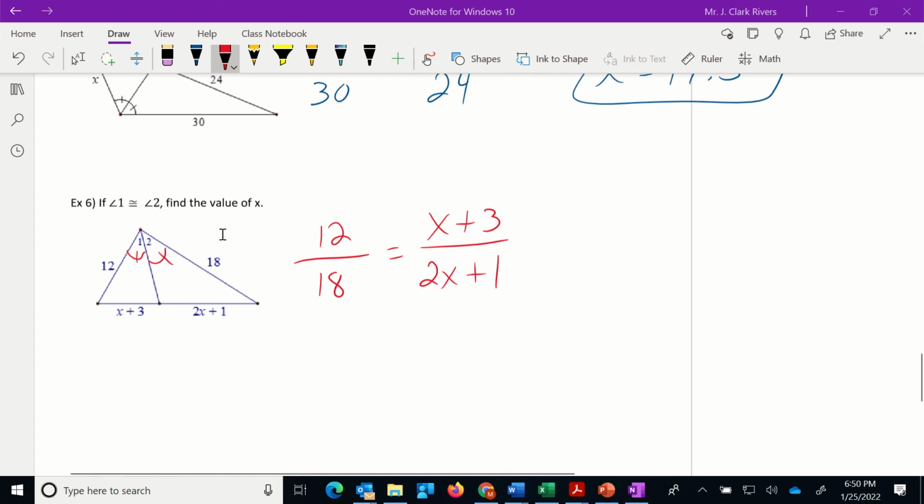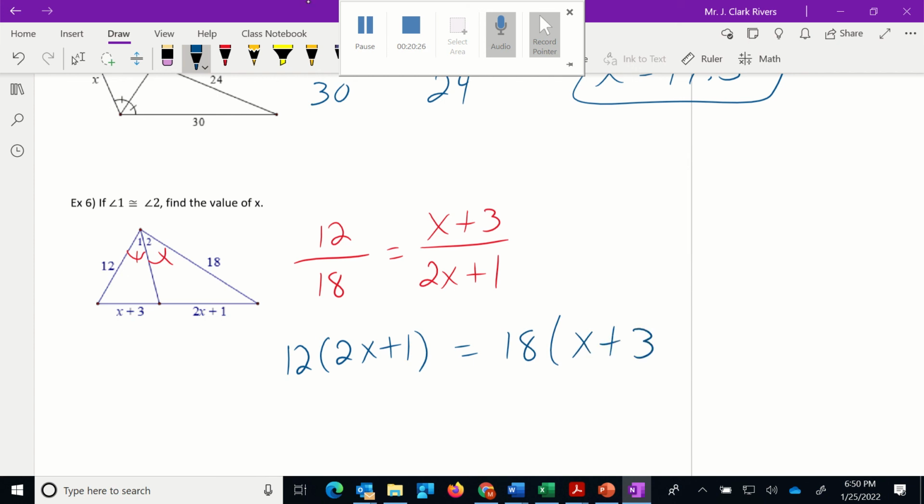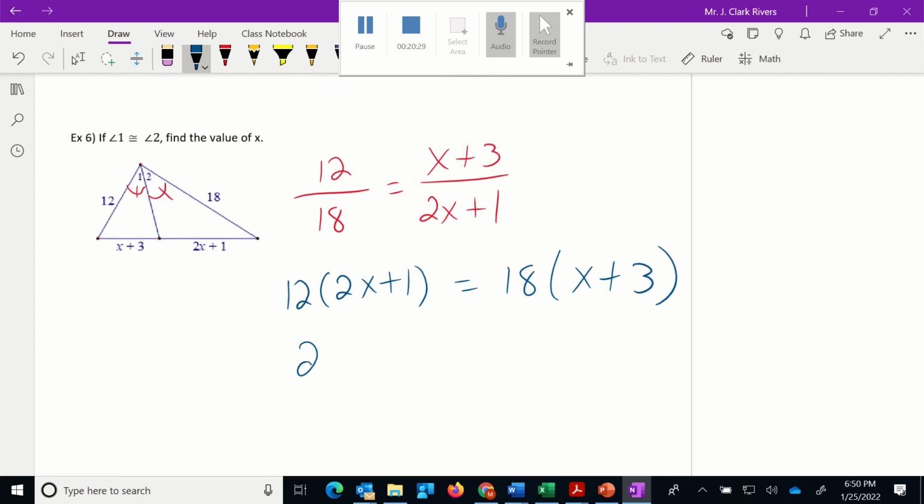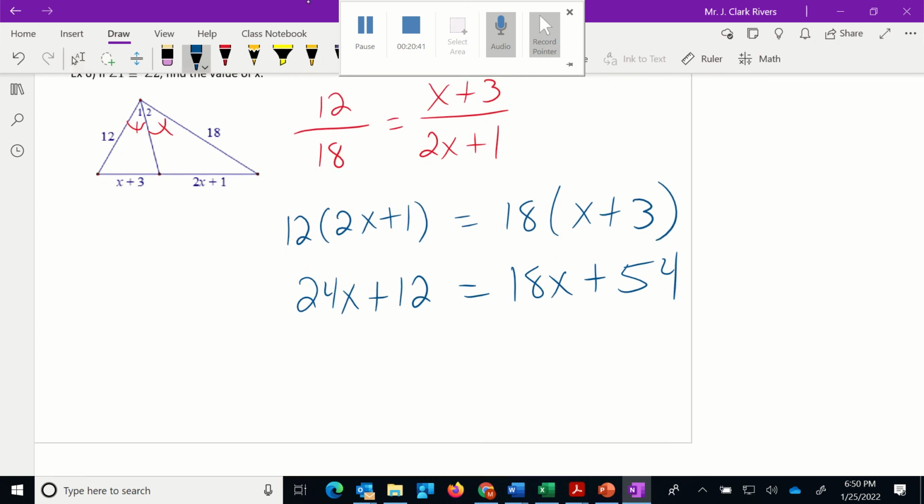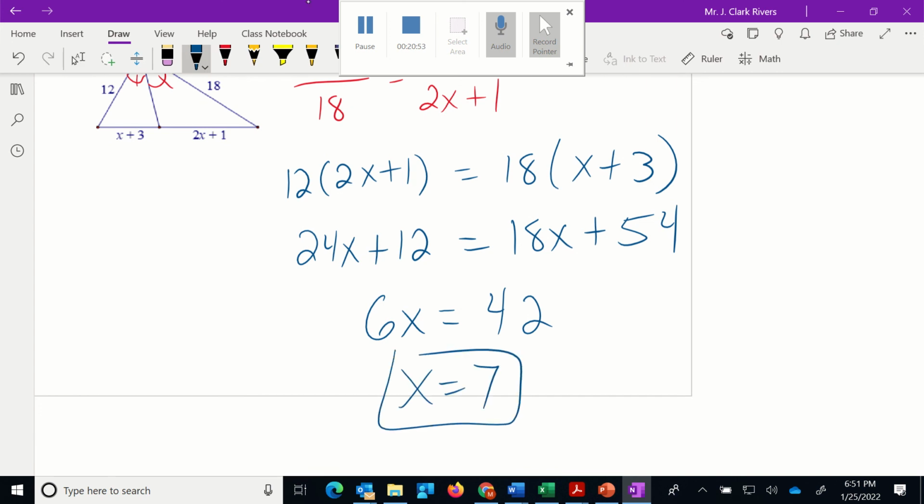So left over right, 12 over 18 is equal to left over right, x plus 3 over 2x plus 1. We cross multiply. Be careful, you got to use the distributive property. 12 times 2x plus 1 is equal to 18 multiplied by x plus 3. Distributive property, we get 24x plus 12 equals 18x plus, what is that going to be, 54, right? 54. All right, nice, no quadratic, right? So we get 6x equals, subtract 12 from both sides, and that is going to be 42, so x has to equal 7. Okay, there you go.